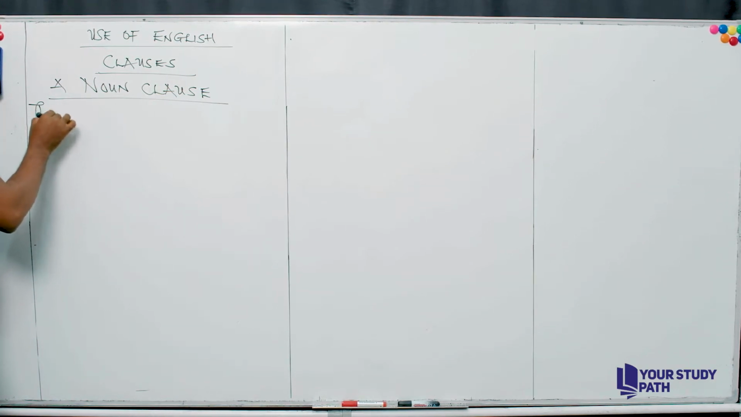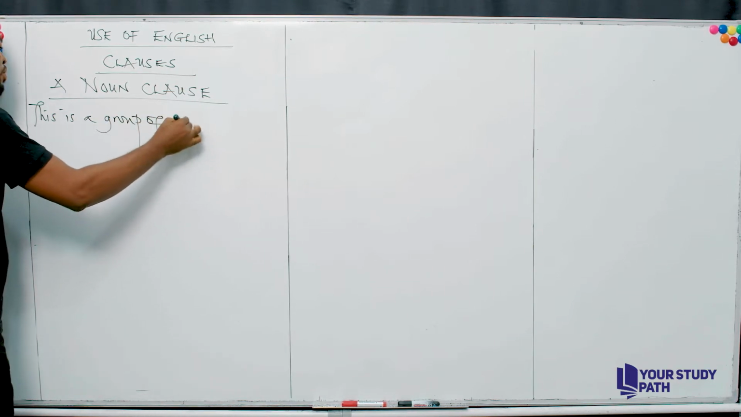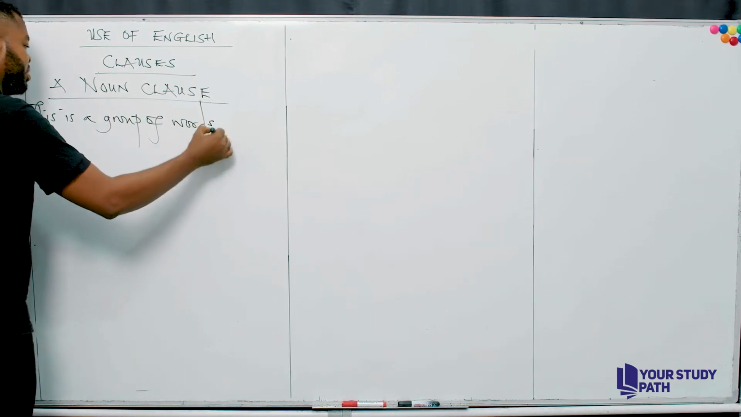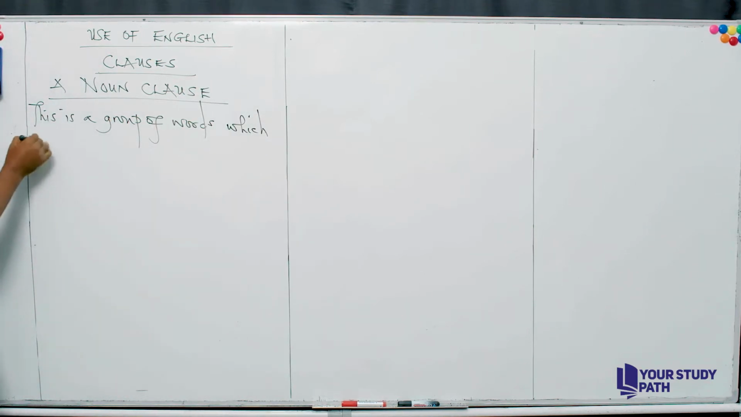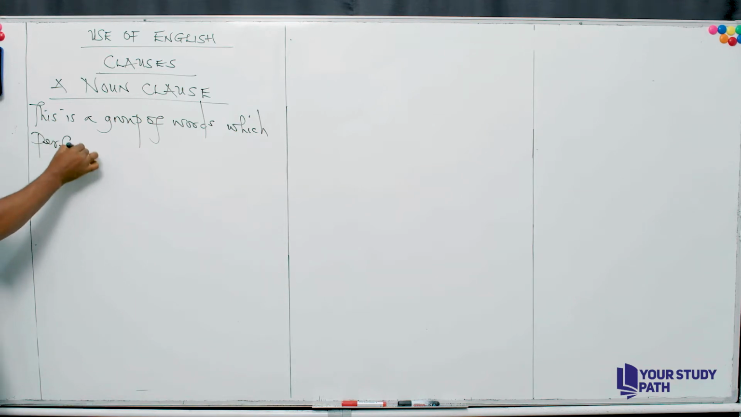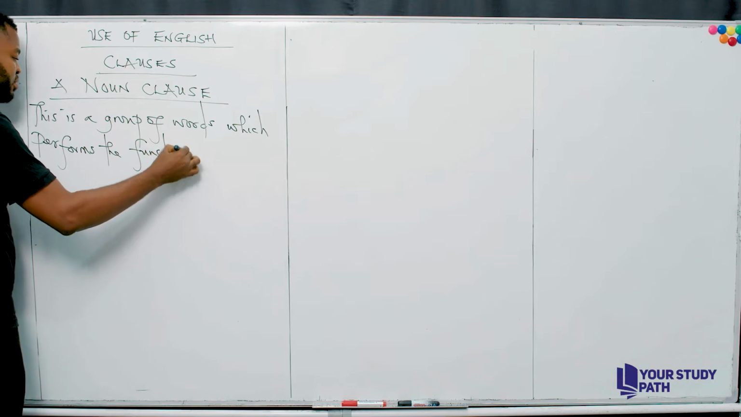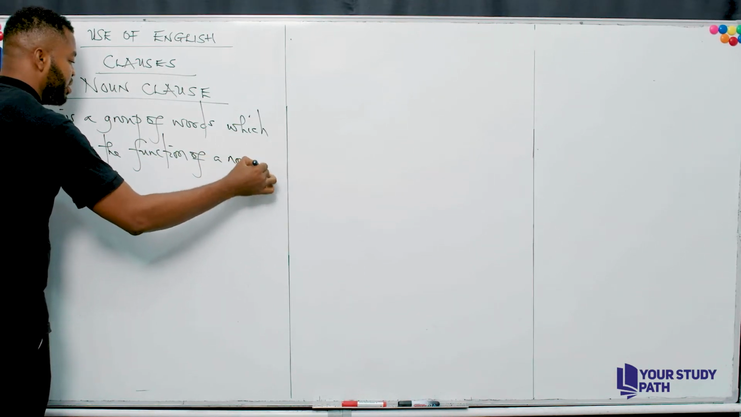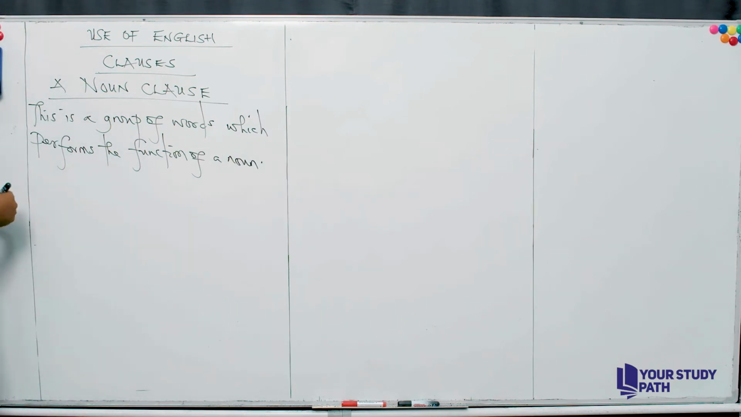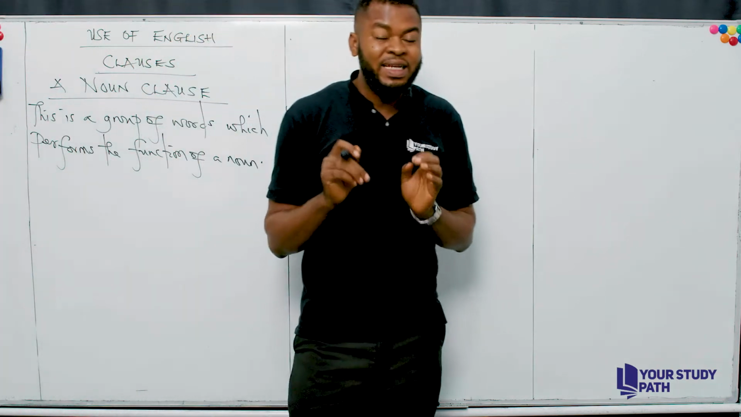So this is a group of words which performs the function of a noun. All right, so this is a group of words which performs the function of a noun. That is, a noun clause is a group of words which function exactly as a noun.